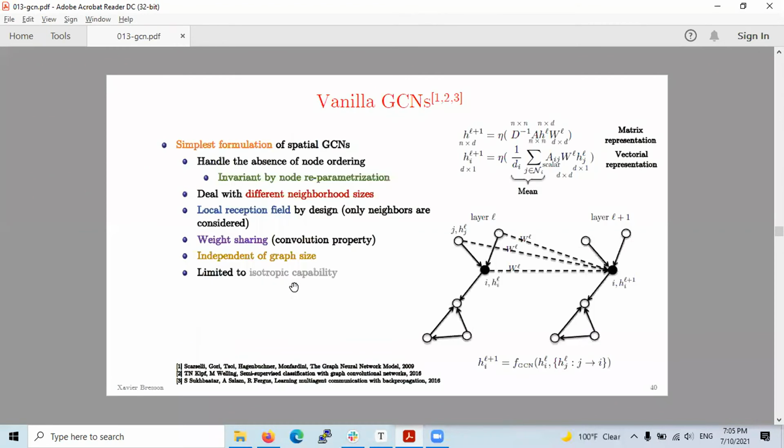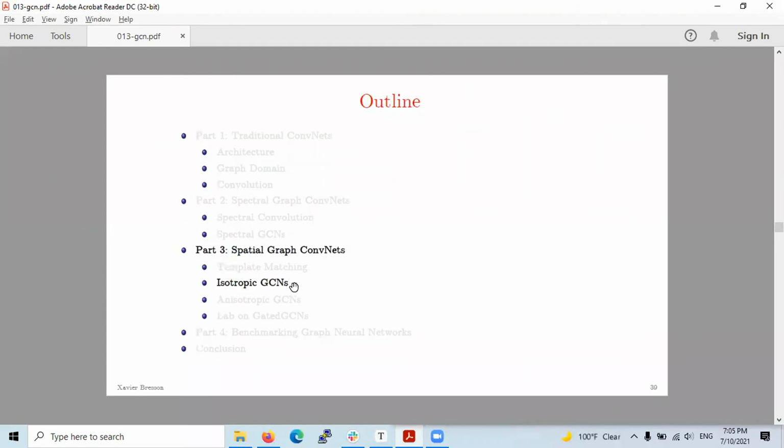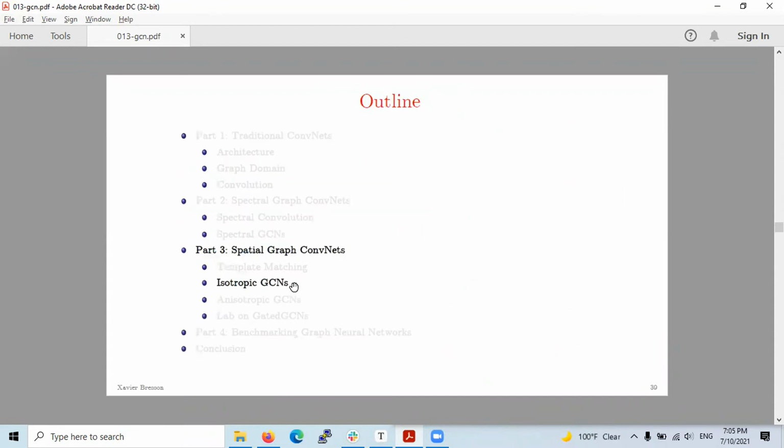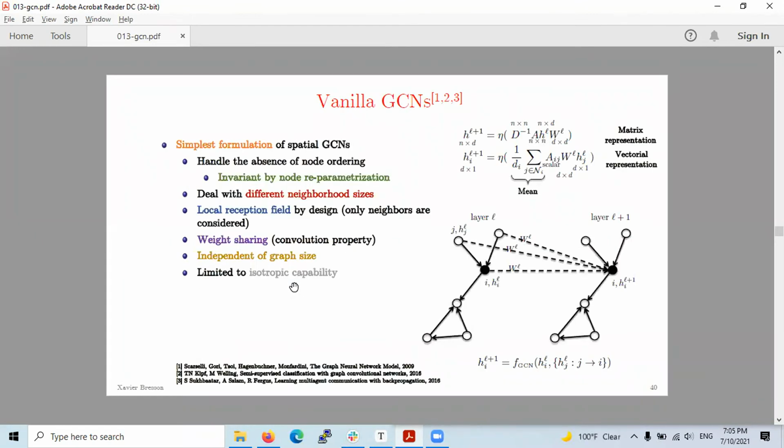Okay, so coming to, I kind of lost my train of thought. Yes, so here we have another type of vanilla GCN based on an isotropic design of the filters.